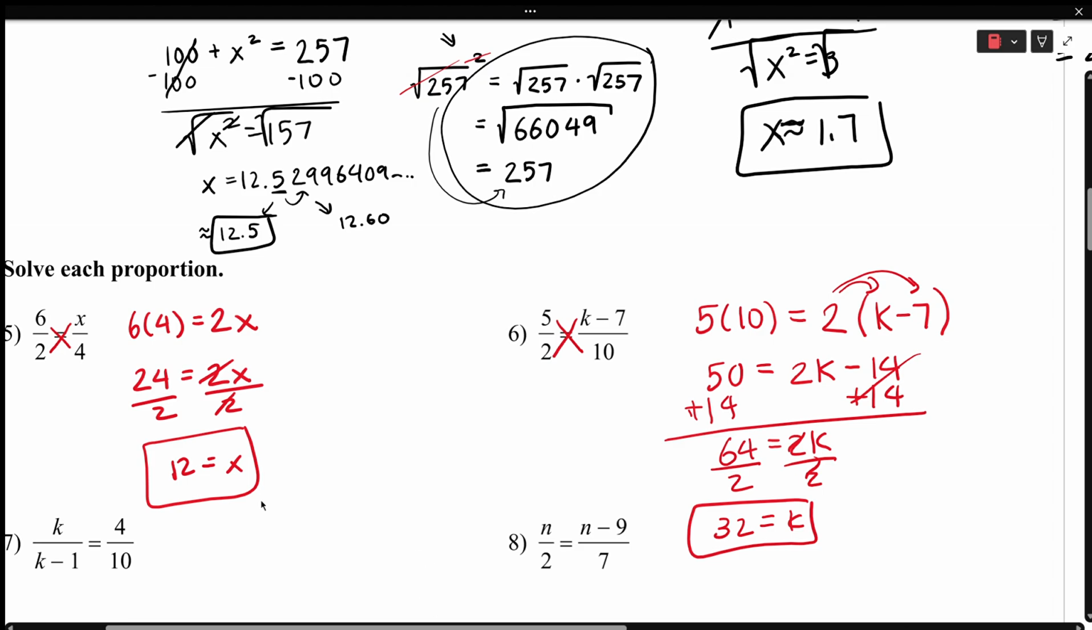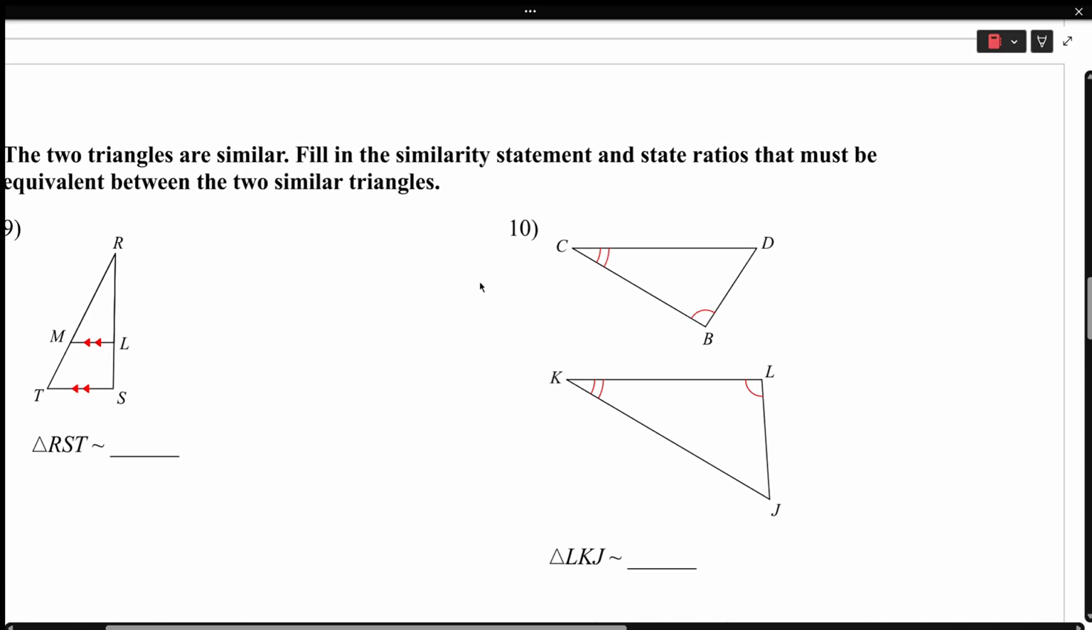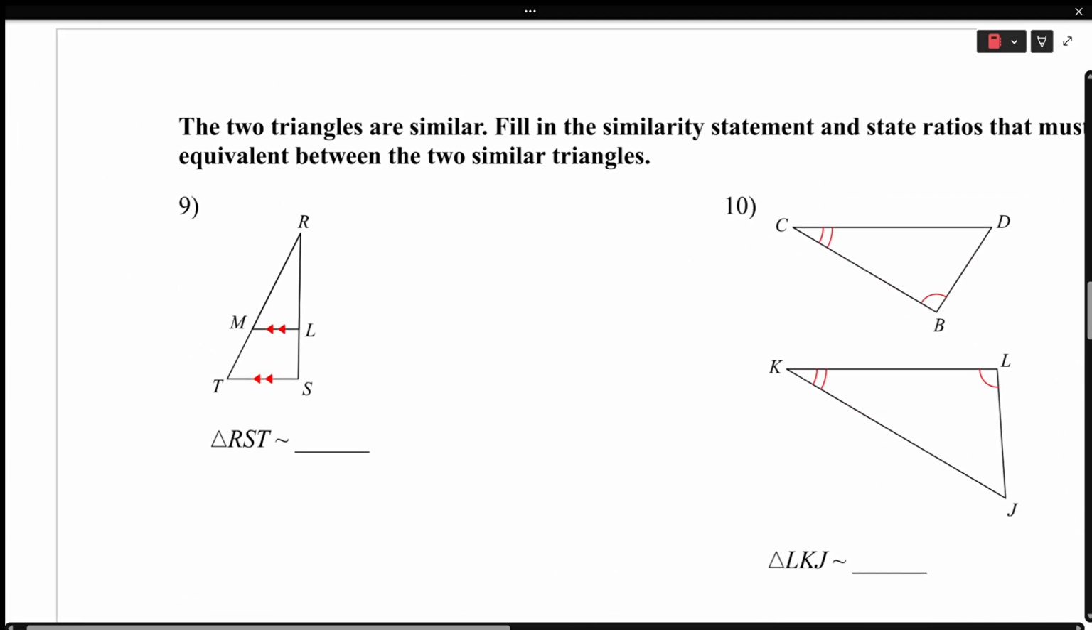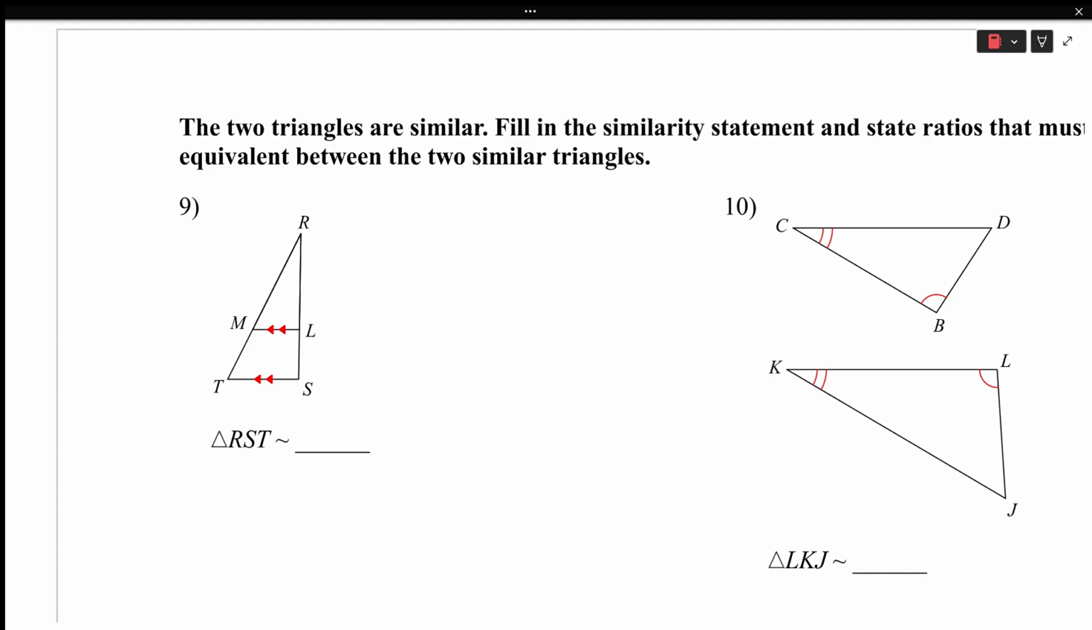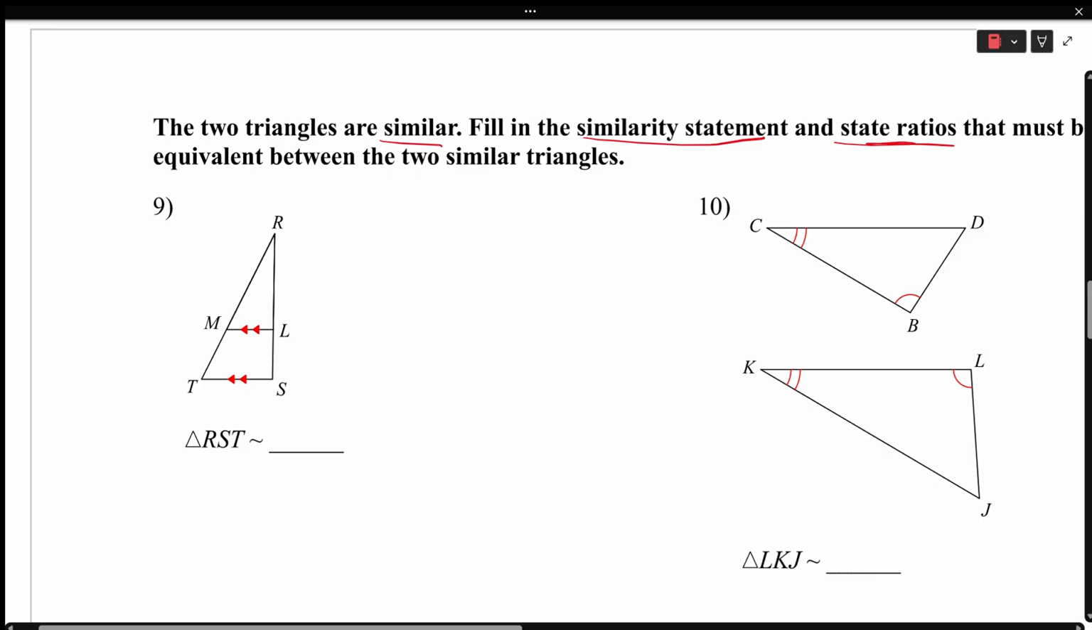Okay, keep working. Try the other problems out on your own. I did post the answer key on Schoology. So 9 and 10. I'm going to do 9. 10 is very similar. So 9, again, these two triangles are similar. Fill in the similarity statement and state the ratios that must be equivalent between the two similar triangles. So let's start with this.